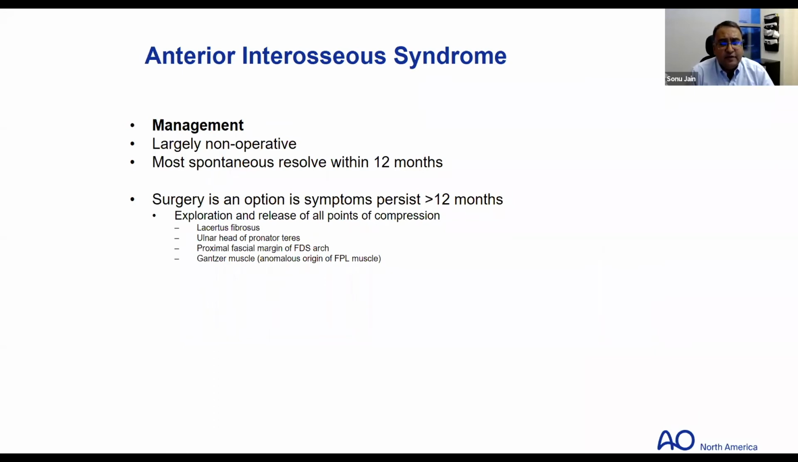But obviously, if they persist beyond that, you could explore this and release the points of compression, including lacertus fibrosus, the ulnar head of the pronator teres, the proximal fascial margin of the FDS arch, and then there's this Gantzer muscle, which is this anomalous origin of the FPL muscle.